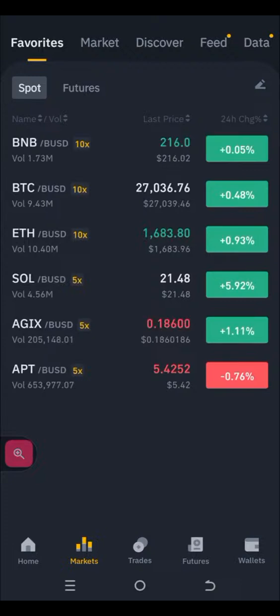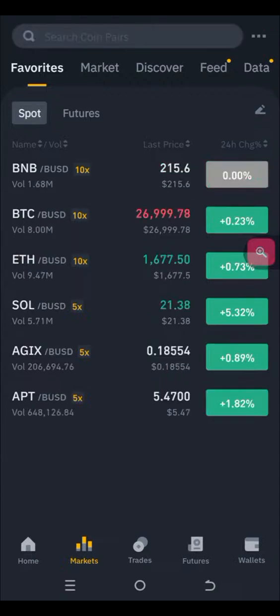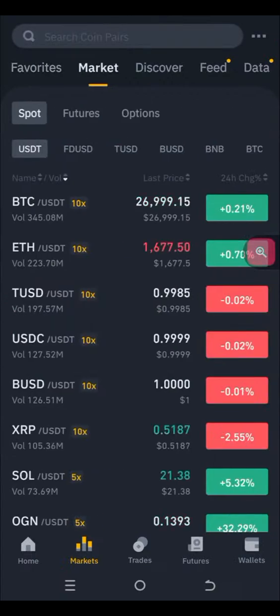So there's so many markets that are here. Then you click on market. Now look at this. There are quite a number of markets here. We have the USDT market, we have FDUSD, we have TUSD, we have BUSD, so many kinds of markets, right?